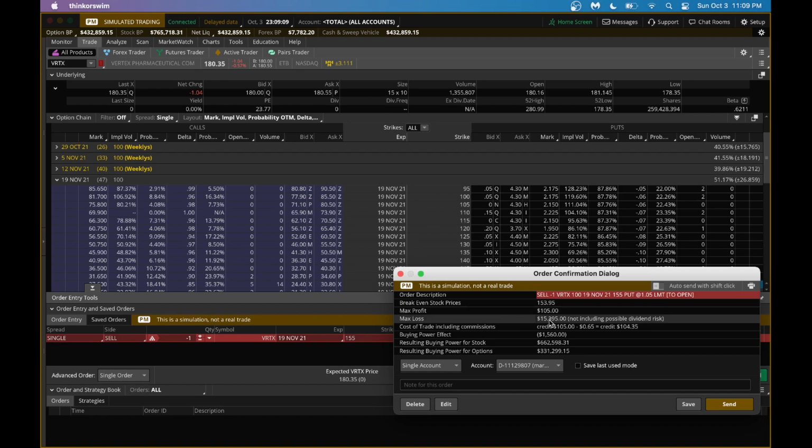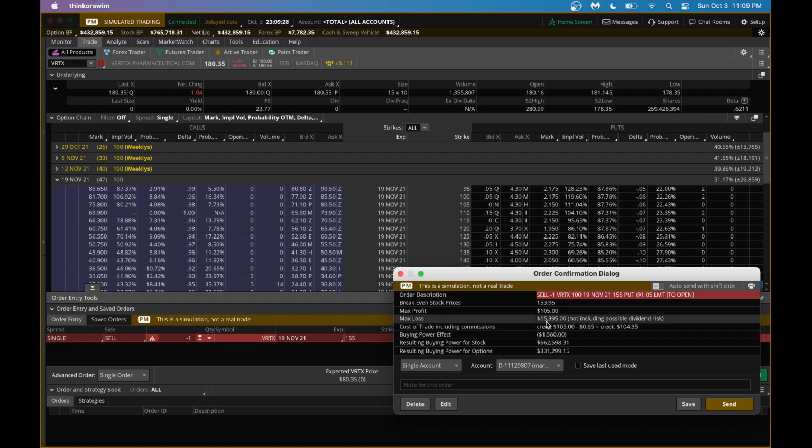Your max loss in this case is $15,395. That's basically your strike price at 155, that's where you sold, minus the money you collected here, which is 105. That makes your max loss $15,395, assuming the stock will go to zero.